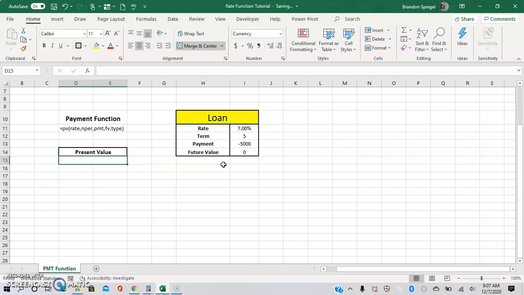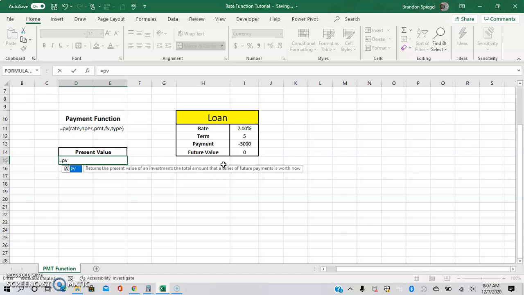So to walk through how to use it, equals PV, open parentheses. The rate is the rate per period. So because this is annual, it is just going to be the 7%. And NPER is the number of periods, again because it's annual, it's going to be just the 5. Payment is the payment amount, which again is negative because it's an outflow.